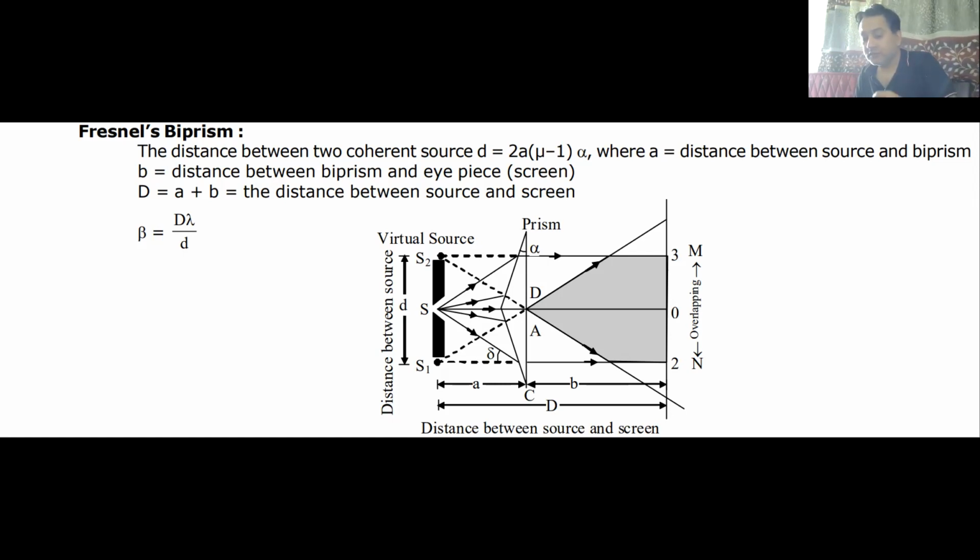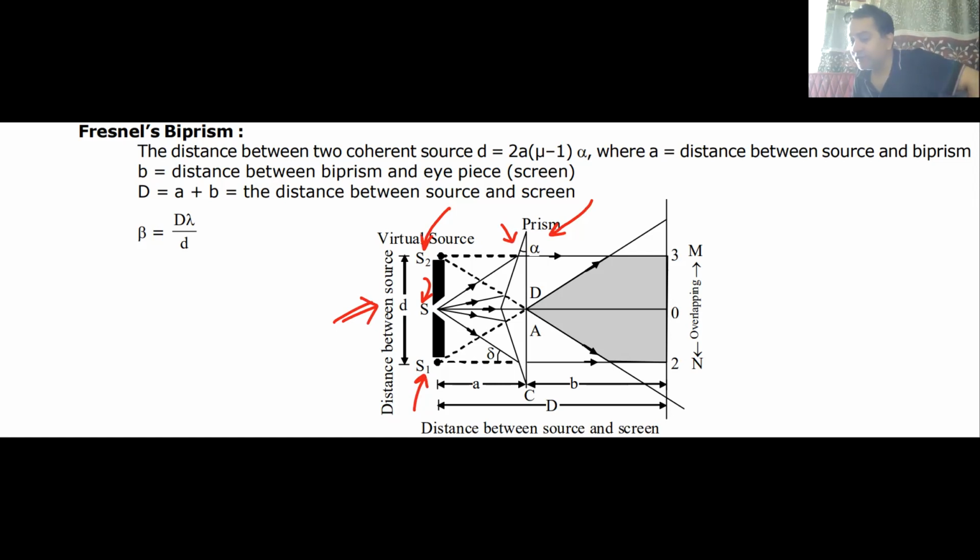Now, with the Fresnel biprism, we can again produce two coherent sources from a single source. Do you see this single source here? S. This S is your single source. And we put a prism in front of this. The prism angle is alpha. Because of refraction from the prism, we will have two sources, S1 and S2, separated by a distance d. This is how the Fresnel biprism converts a single source into two sources. Do we understand this?